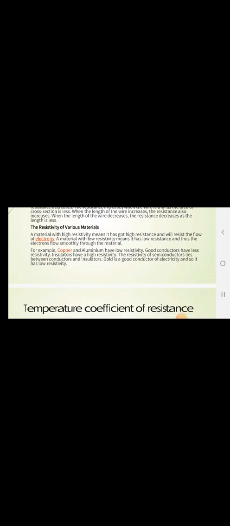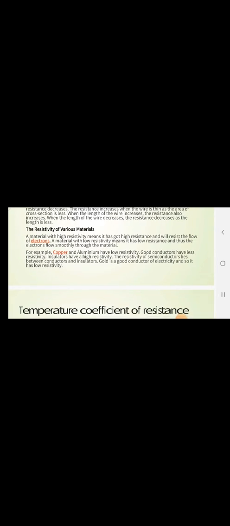That's why what he gave here: the material with high resistivity means it has got high resistance and will resist the flow of electrons. A material with low resistivity means it has low resistance and thus the electrons flow smoothly through the materials. For example, copper and aluminum have low resistivity. Good conductors have less resistivity. Insulators have high resistivity.